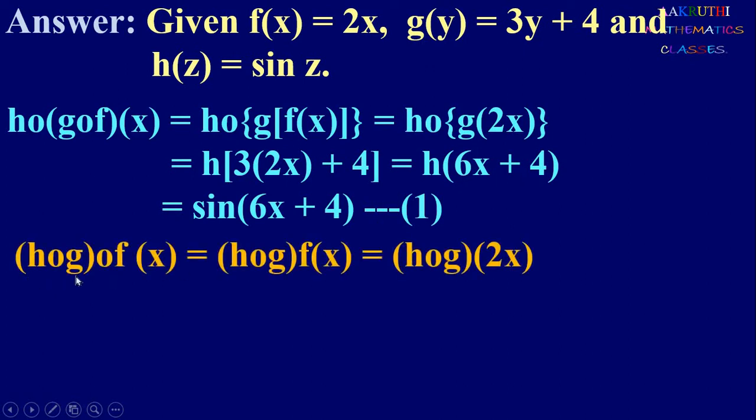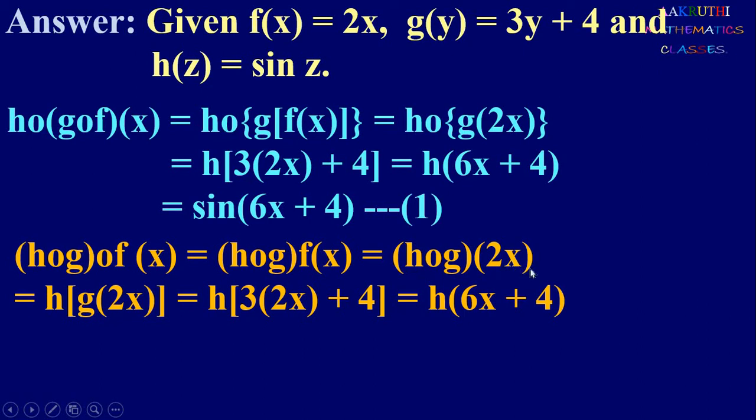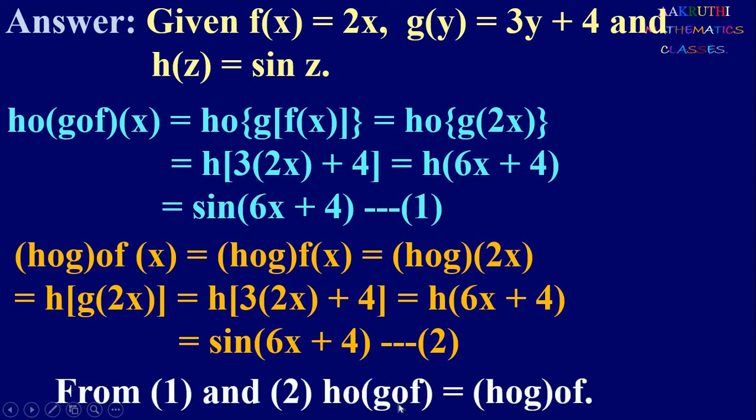So next we find h composite (g composite f) of x. It is h composite g of f of x, so it is h composite g of 2x. Here it is given f of x is 2x. Therefore h composite g of f of x is h composite g of 2x. Now this can be written as h of g of 2x. Again we write g of 2x as 3 of 2x plus 4. It is h of 3 of 2x plus 4, which is h of 6x plus 4. h of 6x plus 4 is sin of 6x plus 4. Therefore h composite (g composite f) of x equals sin of 6x plus 4. Now from equations 1 and 2 we have (h composite g) composite f equal to h composite (g composite f). From equations 1 and 2 these two functions are the same.